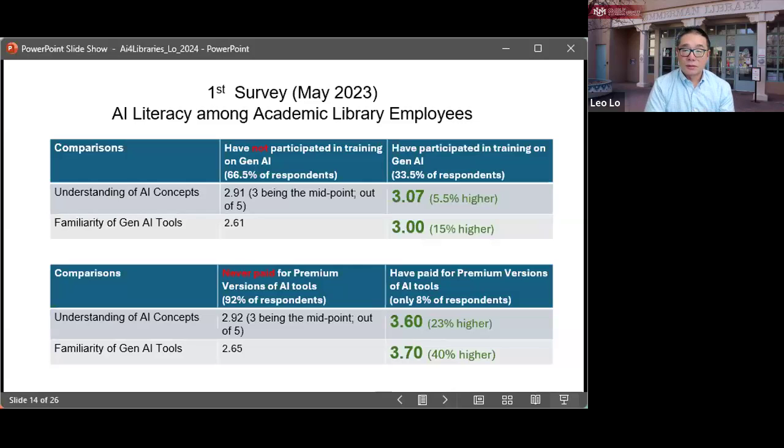Of course, there could be many factors on why that's the case. People who pay for it are probably much more interested in it, or have a higher understanding to begin with, or they found usage of it for work. And using it more generally will lead to more familiarity and understanding too. So that could be many factors, but this is just an interesting finding.